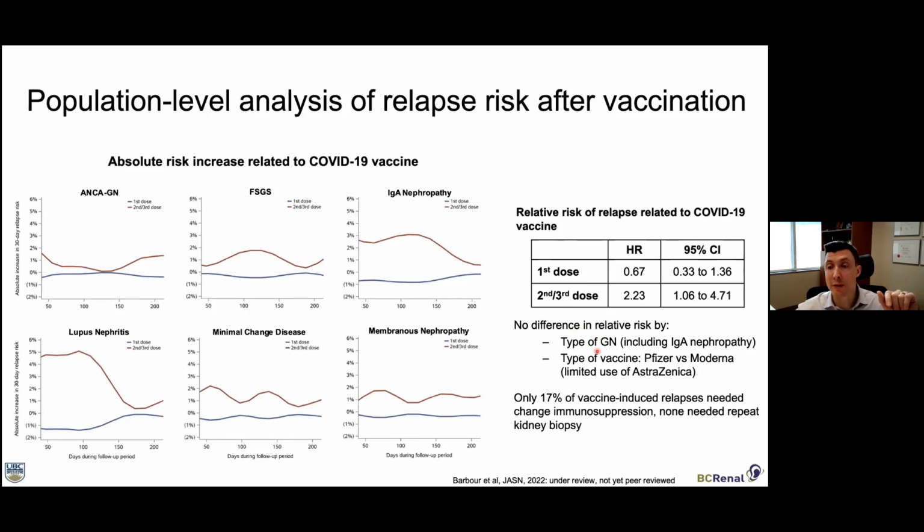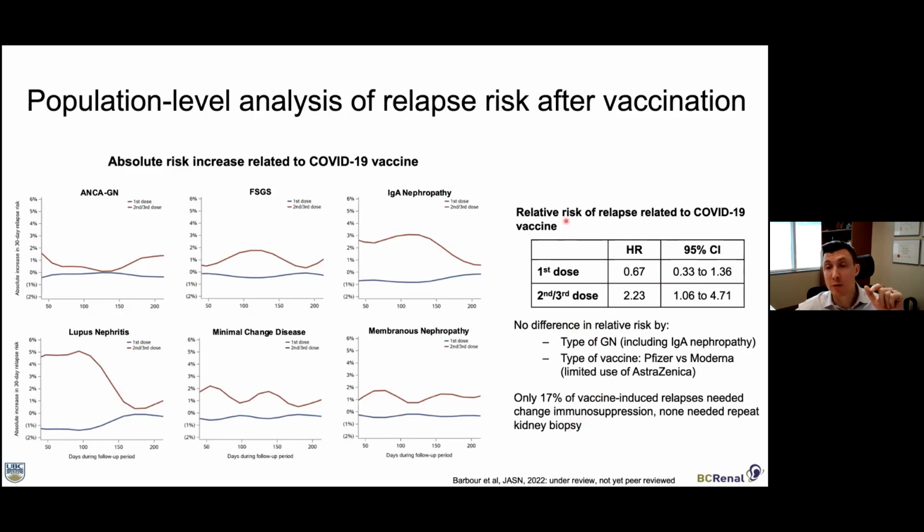And there was also no difference in risk depending on the type of vaccine. However, I would point out that in BC, most of the vaccines used were mRNA-based vaccines with Pfizer or Moderna. There was very limited use of AstraZeneca vaccine. I would also point out that 17% of these vaccine-induced relapses actually needed some change in immunosuppression, meaning that most of these flares went away on their own, and they were mild and easy to treat, and none of the people who had a flare needed a repeat kidney biopsy.